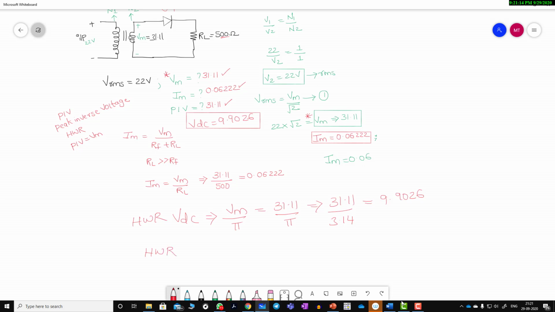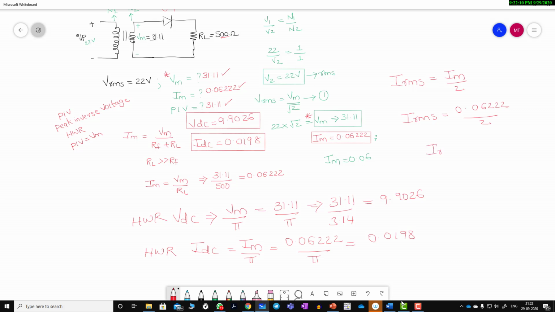For half wave rectifier, if I want to find IDC, it will be Im by pi. The answer for Im is 0.06222 divided by pi. If I solve, it is 0.0198. So IDC is equal to 0.0198. If I want to find IRMS, it is equal to Im by 2. Im value is 0.06222 divided by 2. If I solve this, I get IRMS as 0.03111. In this manner, if you know Vm and Im, you can find all the remaining parameters also.